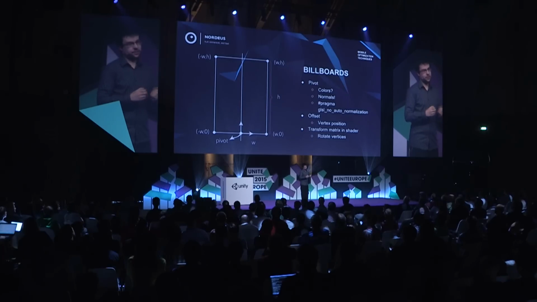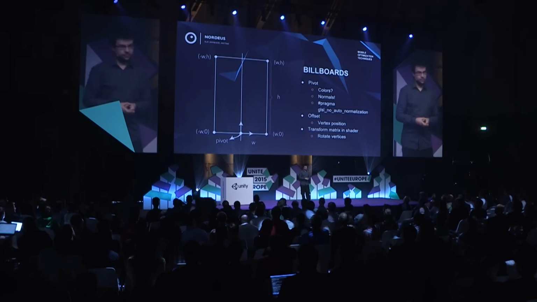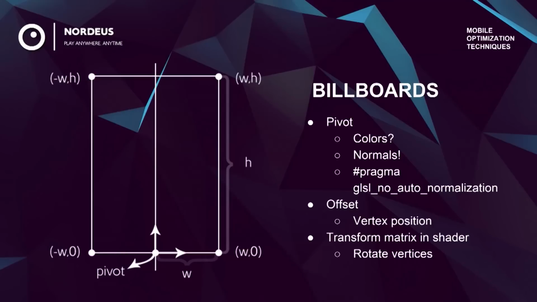So what we did is this. We first batched all of those trees together. But we did it in a special way. We again needed to store some additional data into vertex attributes. First of all, we needed the pivot point. That is the lowest middle point of the billboard, the point around which the billboard will rotate.